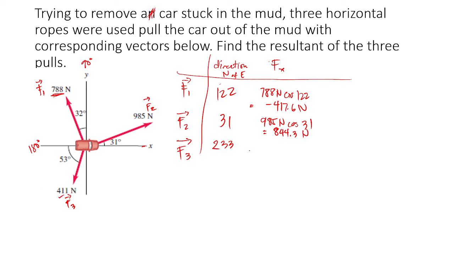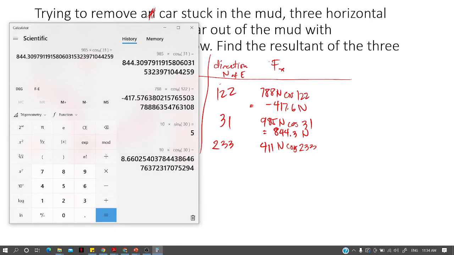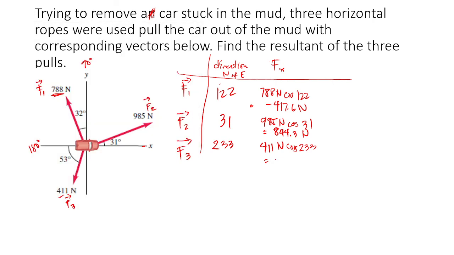And lastly, we have here our F3. So we will have here 411 newtons cosine of, ano nga to? 233. Okay, same. So we'll have here 411 multiplied to 233 cosine. So that will be equal to negative 247.3 newtons.